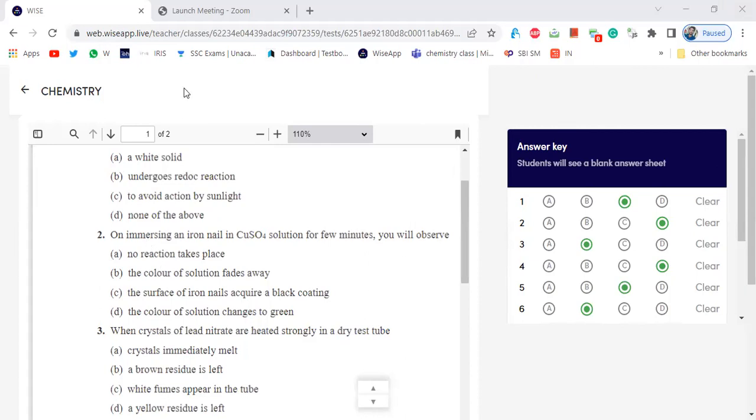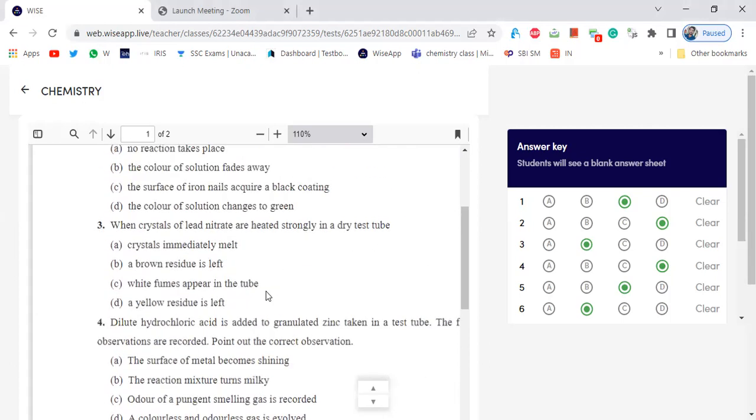Yes, sir. So what is the color? Sir, blue to pale green. So copper sulfate is blue in color, and iron sulfate is green in color. So it will change from blue to pale green color. Good. Third one.